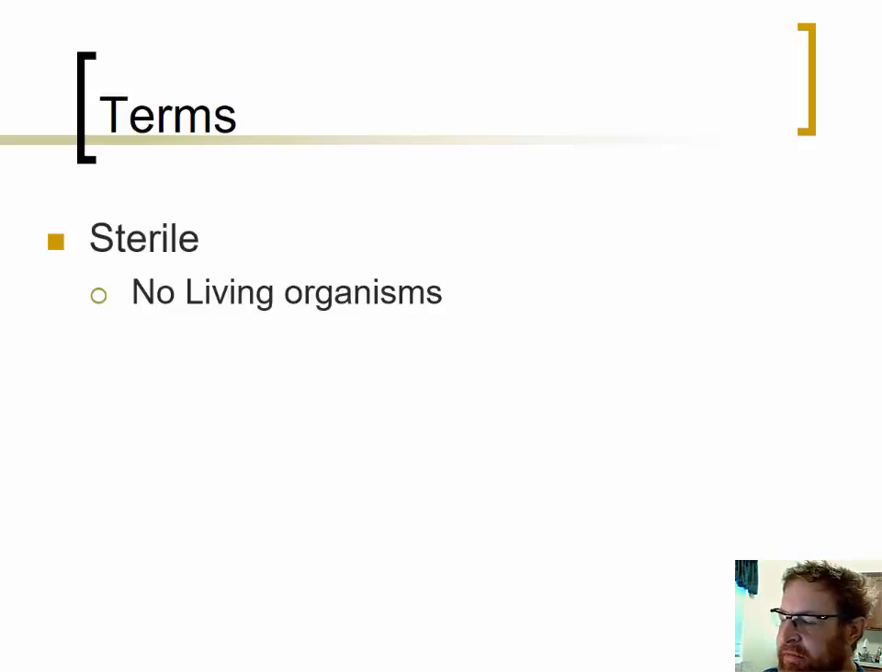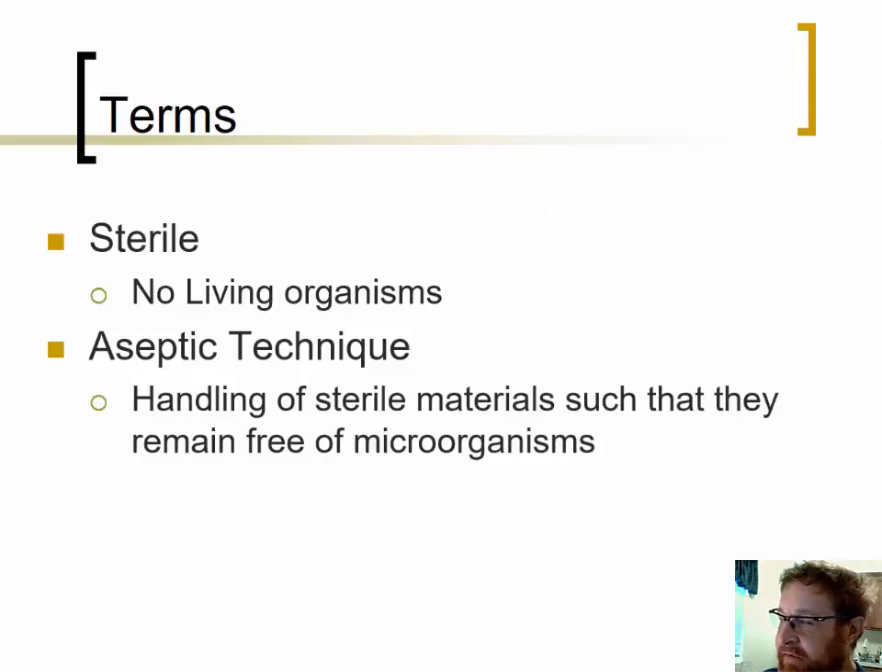Okay, so a couple of terms that we'll need to talk about growth control. The first is sterile. And sterile means that there are no living organisms. This is a very strict definition that even if there's one microbe in there, you can't have a sterile environment. Only when you have no living organisms do you have sterile conditions.